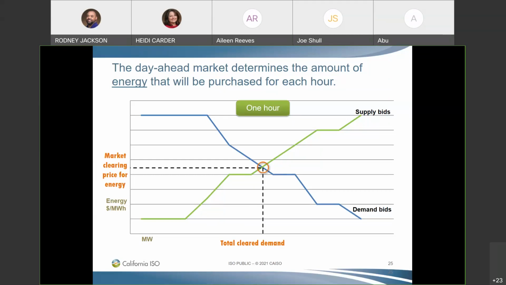Now, let me pause right there before I jump into the next step, because I want to make sure we understand this portion. Are there any questions about how we determine the price for this hour? All right, I'm not hearing any questions. I don't see any questions coming in, and I don't see any hands raised. So, thank you, Heidi.